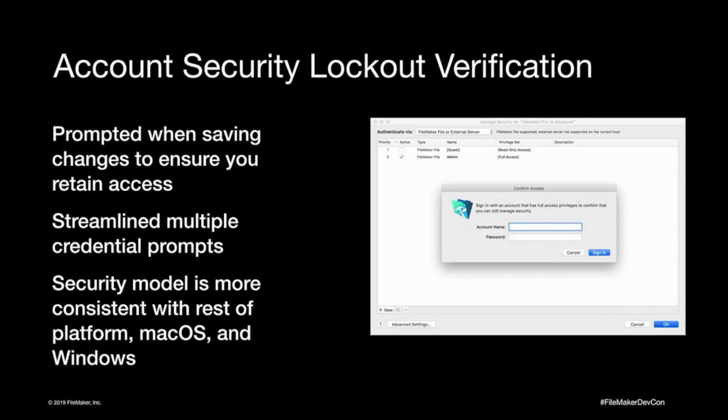OK, next, let's talk about lockout verification. So users are going to be prompted to save changes whenever you retain, to ensure that you retain access. So that's kind of to make sure that people don't lock themselves out accidentally. And this allows us to streamline multiple credential prompts that were related to managed security. So hopefully that'll be a little bit easier for everyone. And our security model is more consistent with the rest of the FileMaker platform, as well as Mac OS and Windows. So streamlining it actually brings us closer aligned with the platform.